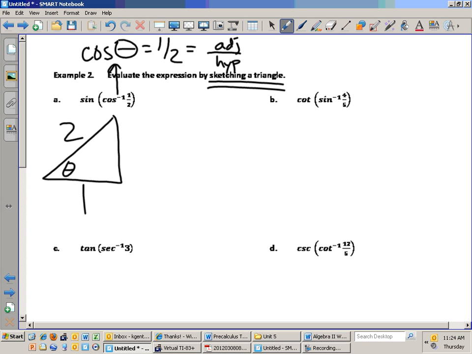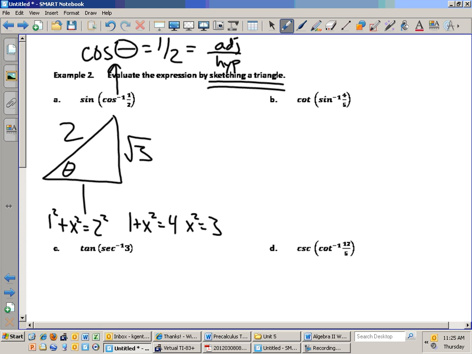Use the Pythagorean theorem. So 1 squared plus x squared is equal to 2 squared, or 1 plus x squared is equal to 4. x squared is equal to 3. So this is the square root of 3. So I've drawn my triangle.